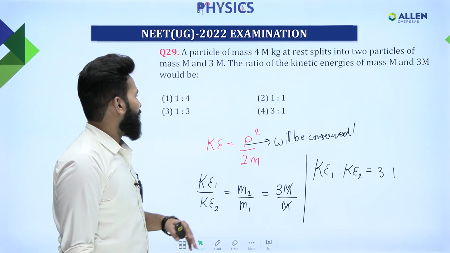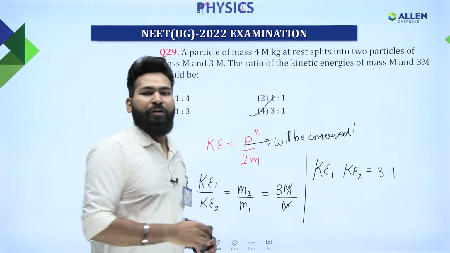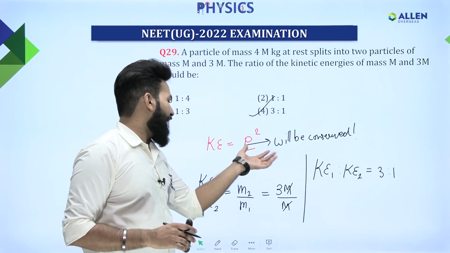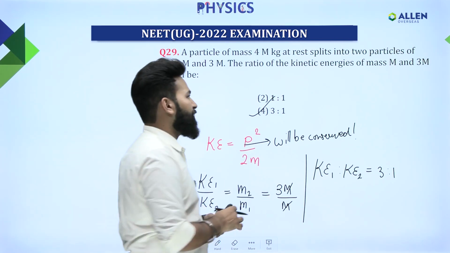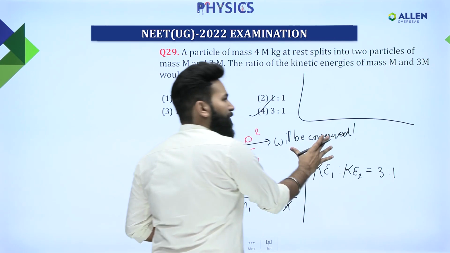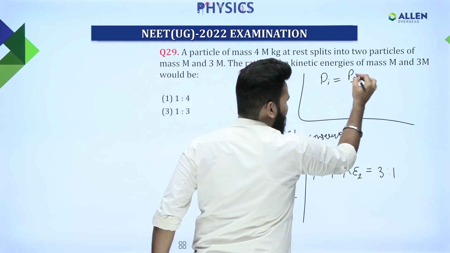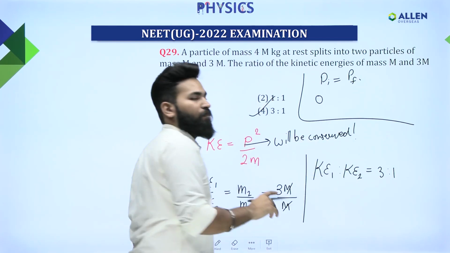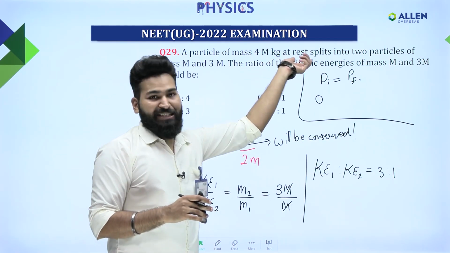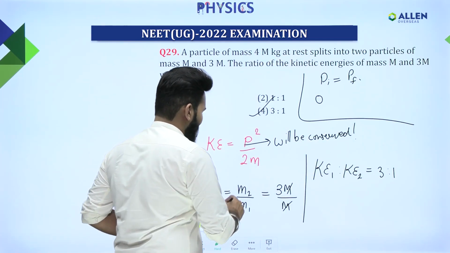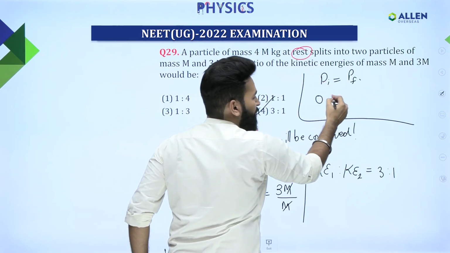And it's given to us in option number 4. And if you have some doubt about why both of them will have the same momentum, then we can say that since momentum is conserved, initial momentum will be equal to final momentum, right? So initial momentum was 0, as the 4m mass was at rest.